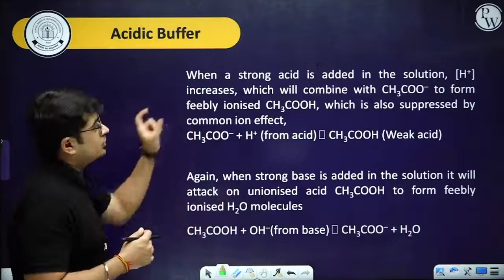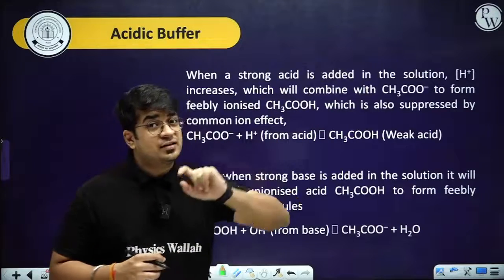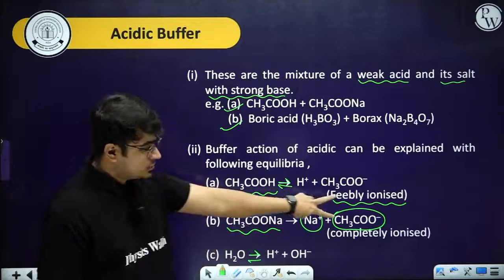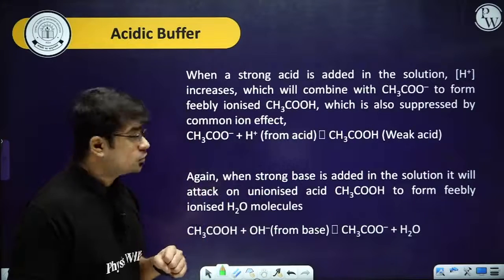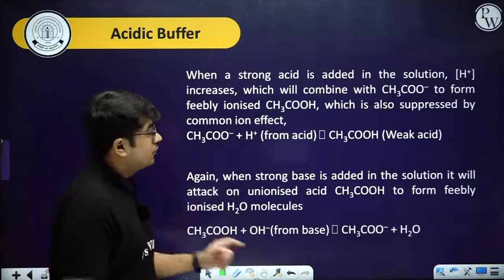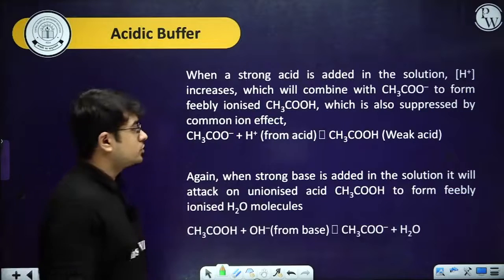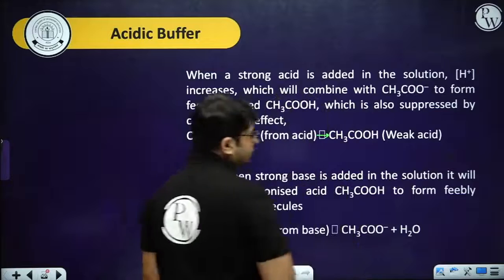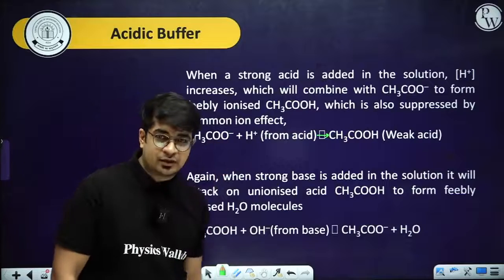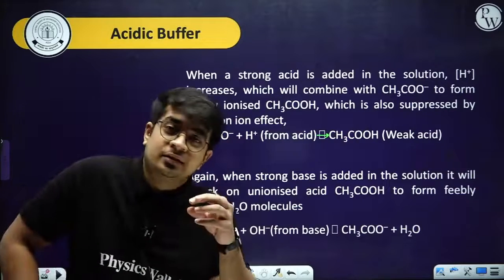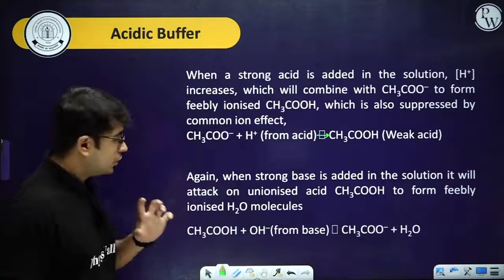Let's find out. So when a strong acid is added in the solution, which is H positive, directly H positive is added, which will combine with CH3COO negative, and it is present in both the two species. So basically the CH3COO negative is going to combine with the upcoming H positive to form feebly ionized CH3COOH, which is also suppressed by the common ion effect. So it is going to take up H positive and be converted into CH3COOH, which is a weak acid. It's not going to dissociate again into CH3COO negative as well as H positive, because its dissociation is already suppressed just because of the presence of the common ion, which is this entire part. Okay, I hope this part is clear.